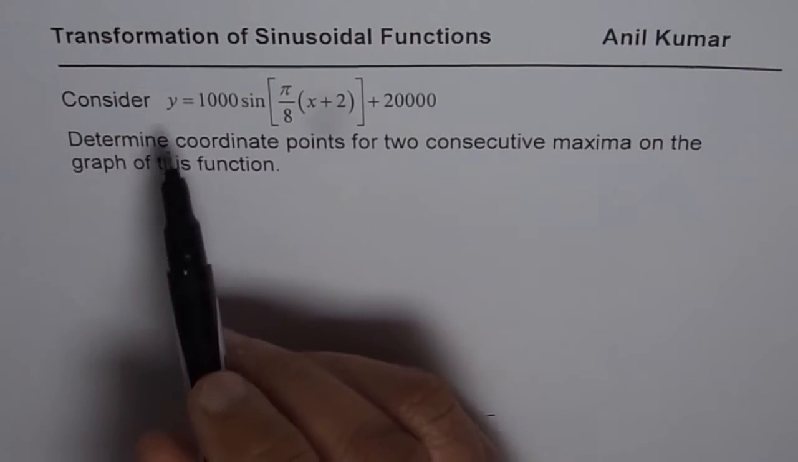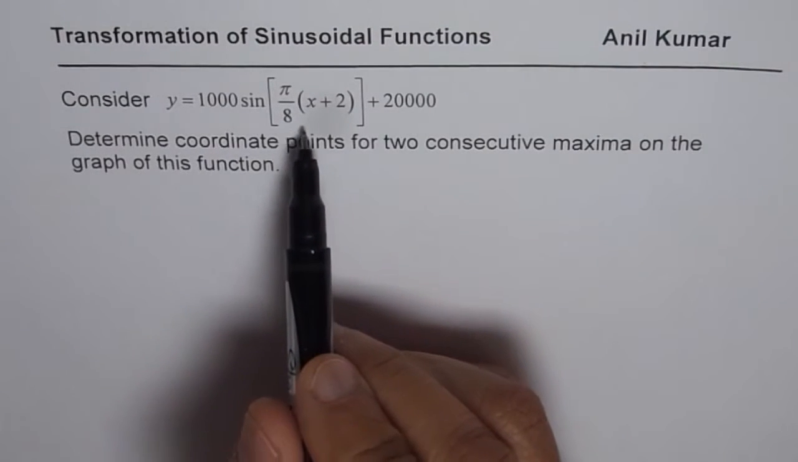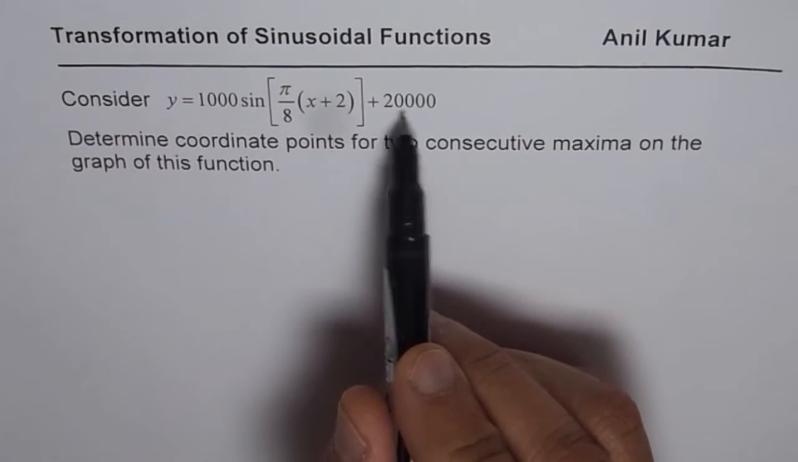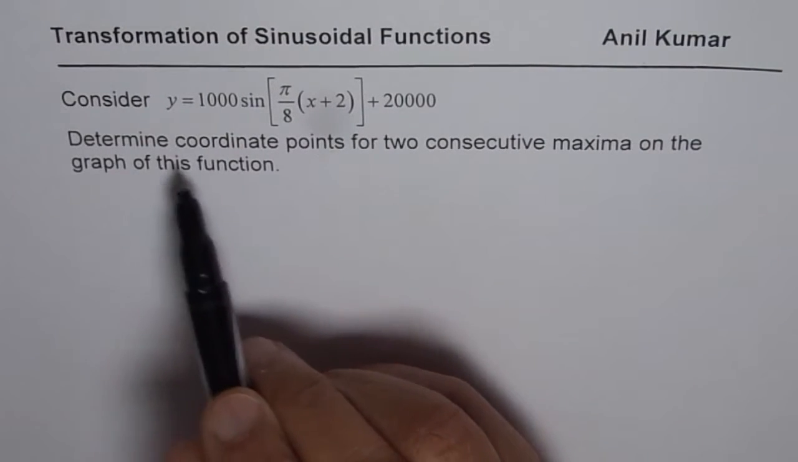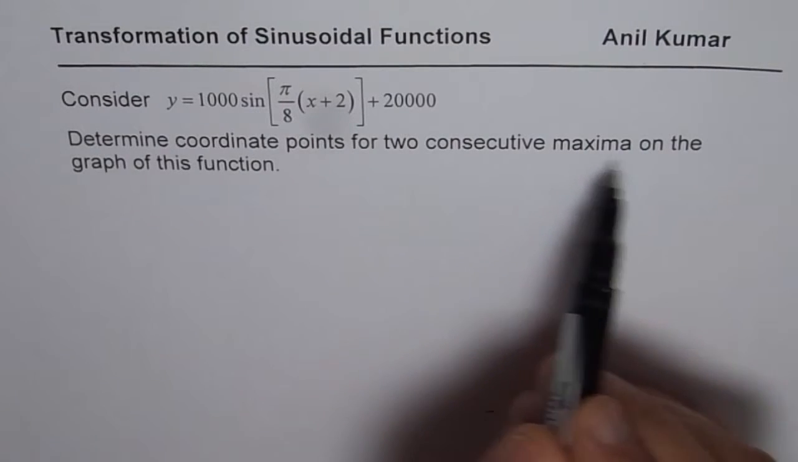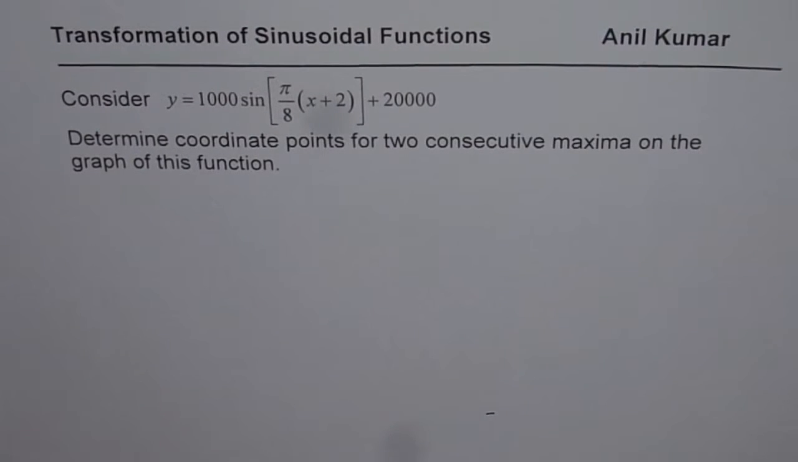Consider y equals 1000 times sine of pi by 8 times (x plus 2) within brackets, plus 20,000. Determine coordinate points for two consecutive maxima on the graph of this function. So that is a question for you. You can pause the video, answer the question, and then look into my suggestion.